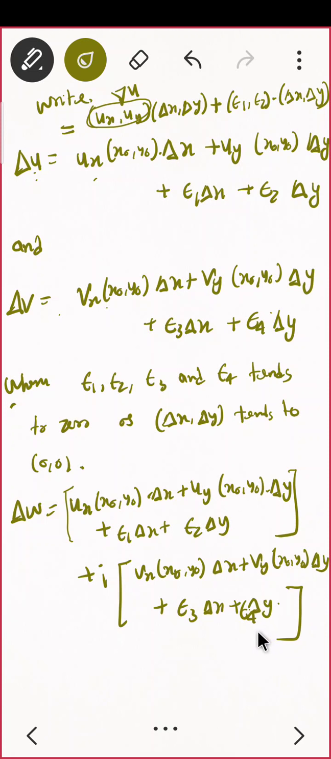Till now we have not used one more thing, what? That is the CR equation. What is the CR equation? ux equal to vy and uy equal to minus vx. So let us make everybody in one variable, correct? So let us replace, meaning we convert everything into x, okay? So what will be my focus? My focus will be at uy.